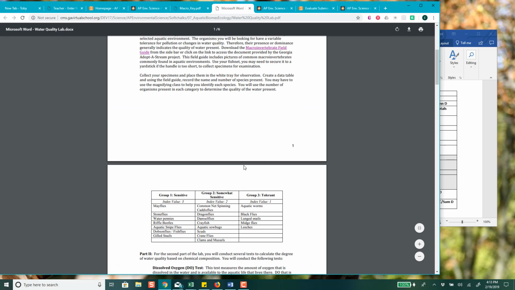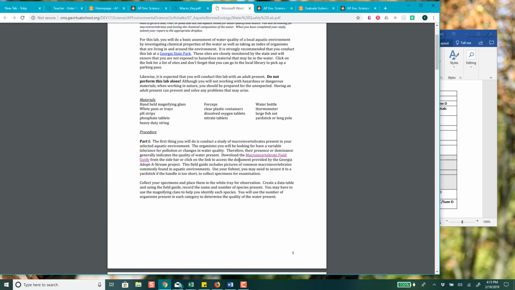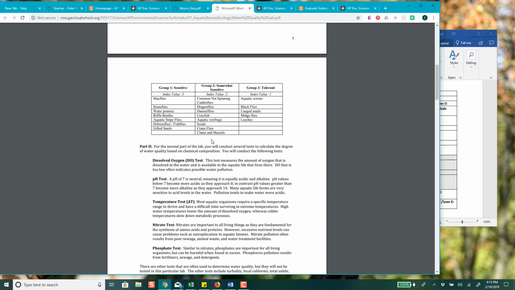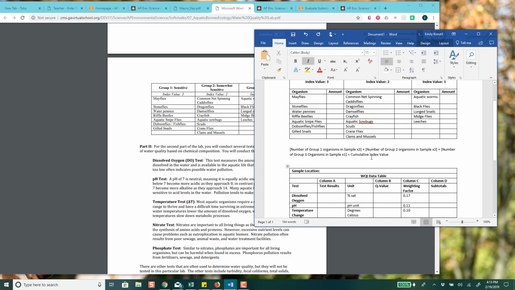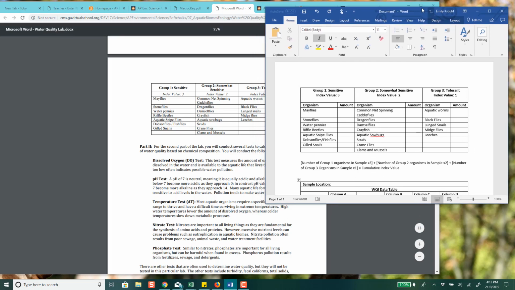Now, this data table I didn't really like, and I didn't really like the other one either because this is a PDF, you can't really edit it. And so what I did is I made you guys a new one that you guys can use. And I have that uploaded to the course resource newsletter.